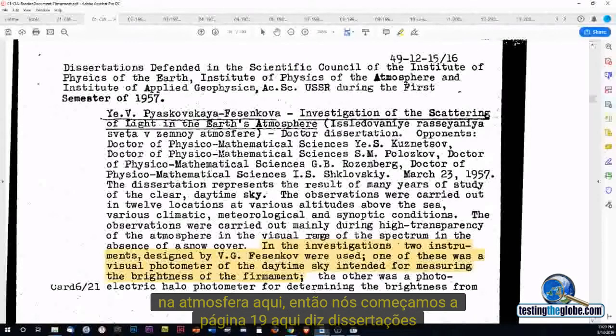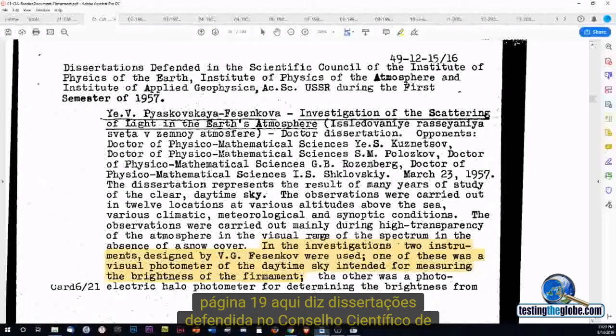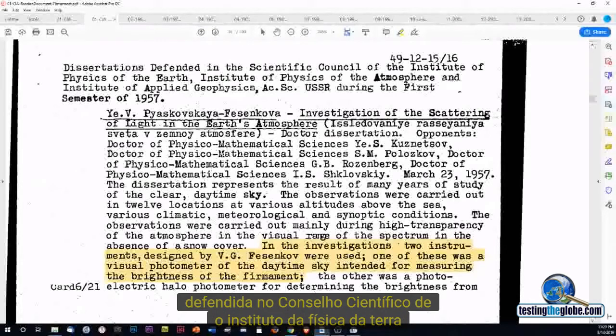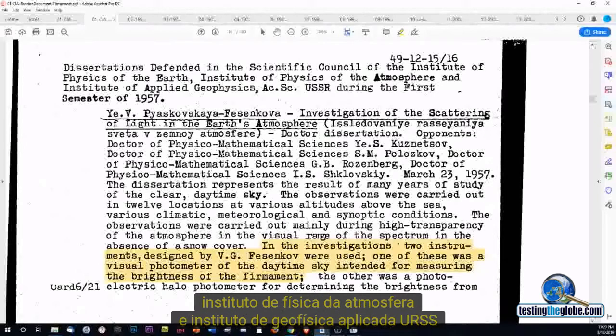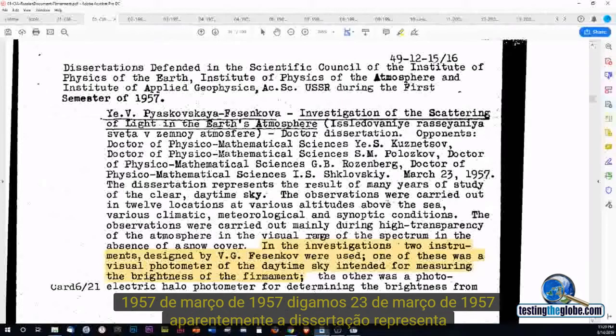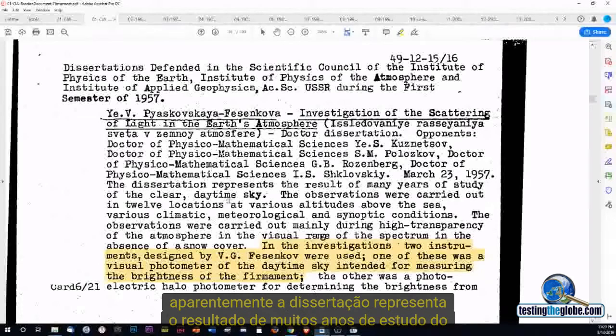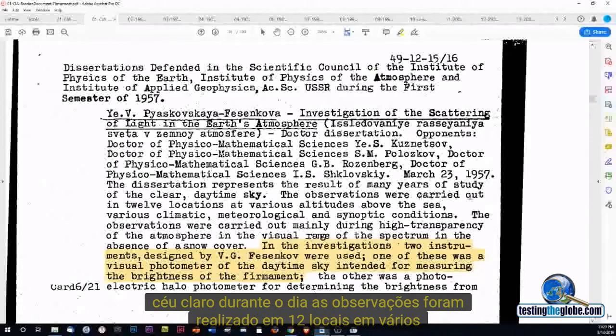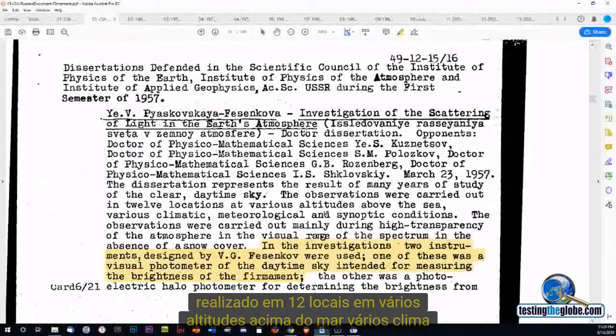So we get down to page 19 here. It says dissertations defended in the Scientific Council of the Institute of Physics of the Earth, Institute of Physics of the Atmosphere, and Institute of Applied Geophysics, USSR, 1957. March 1957. Looks like March 23, 1957, apparently. The dissertation represents the result of many years of study of the clear daytime sky. The observations were carried out in 12 locations at various altitudes above the sea, various climatic, meteorological, and synoptic conditions.